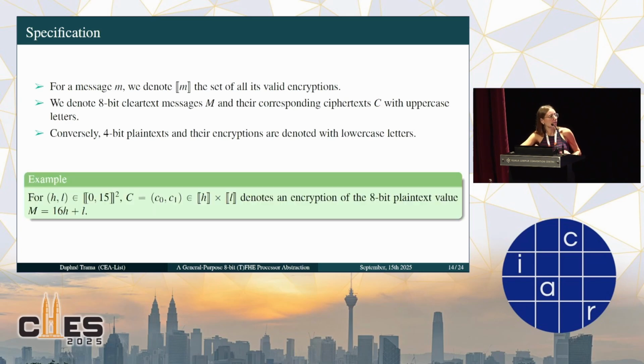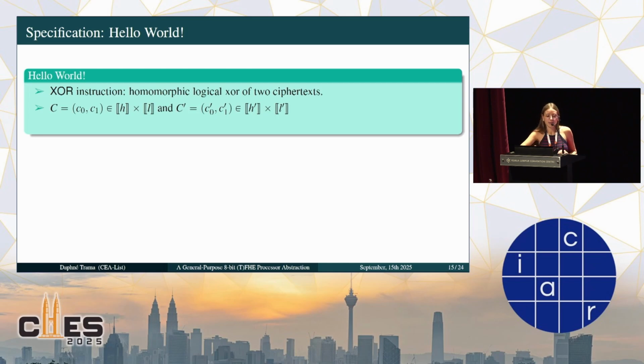So just a small example, we have a message here decomposed in basis 16. H is the most significant nibble and L is the least significant nibble. And the corresponding ciphertext is C, which is composed of 2 nibble encryption, where C0 encrypts H and C1 encrypts L. So if you manage to remember this notation, I think what follows will be pretty easy to understand, at least I hope. And I propose to start with hello world.